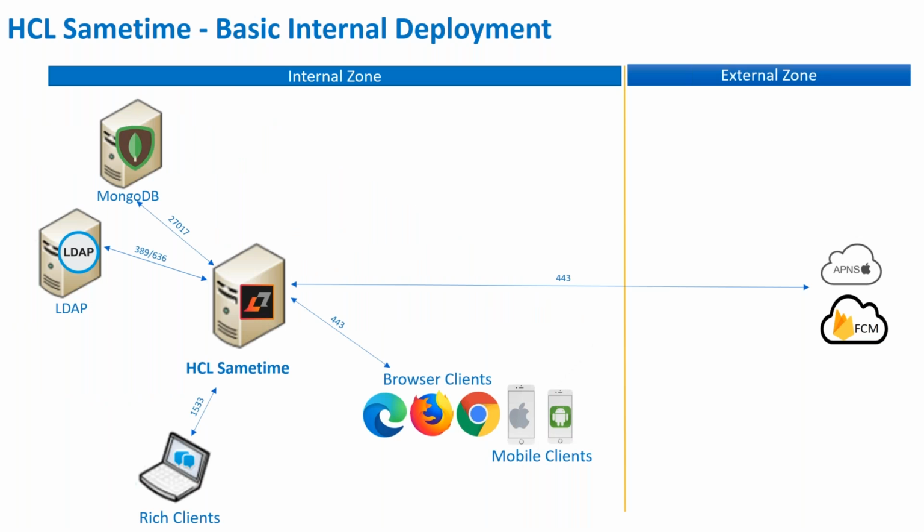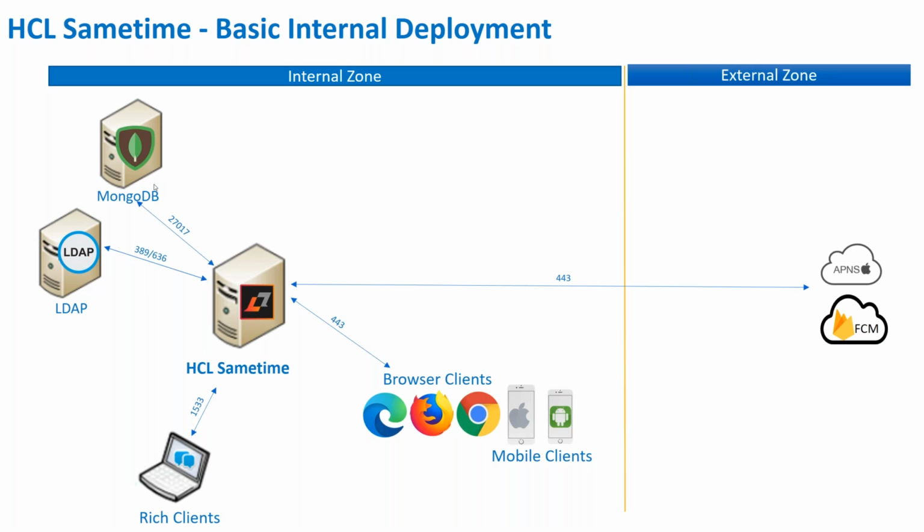So real quickly, a topology here. That's a basic chat only internal deployment. In this case it's Docker, a single host in the middle that includes your chat components that your rich clients can connect to, your browser clients can connect to, and it has two back-end connections, one to LDAP and one to MongoDB.